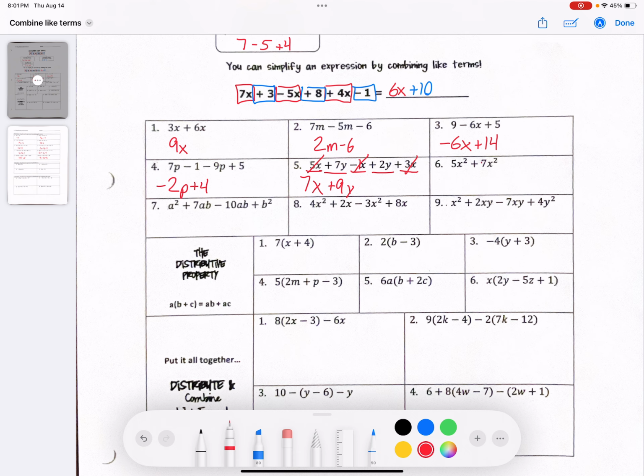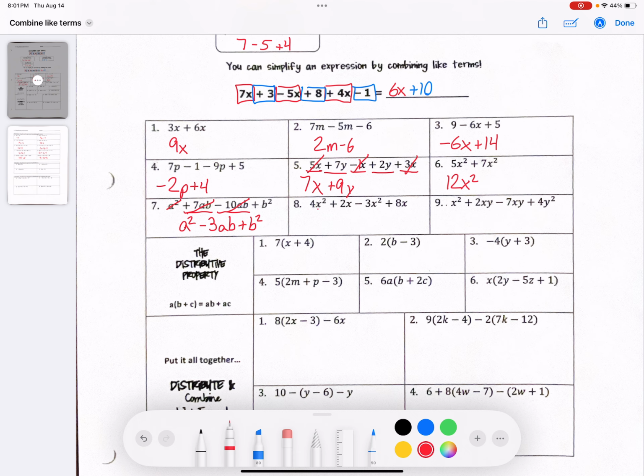Next one, 5x to the second plus 7x to the second is just going to be 12x to the second. So you just add the numbers out front still, even if there's an exponent. On number 7, we have a to the second plus 7ab minus 10ab plus b to the second. A to the second has nothing like it, so we just write that down. Then we have positive 7ab minus 10ab. So 7 minus 10 is negative 3, and keep the ab behind it. And then we have plus b to the second because there's nothing to combine it with.